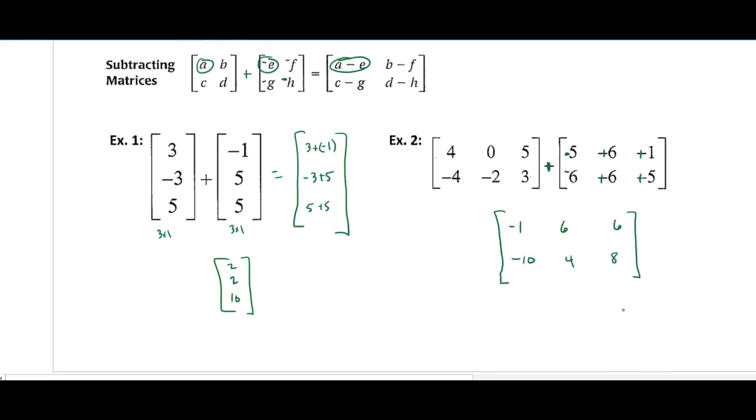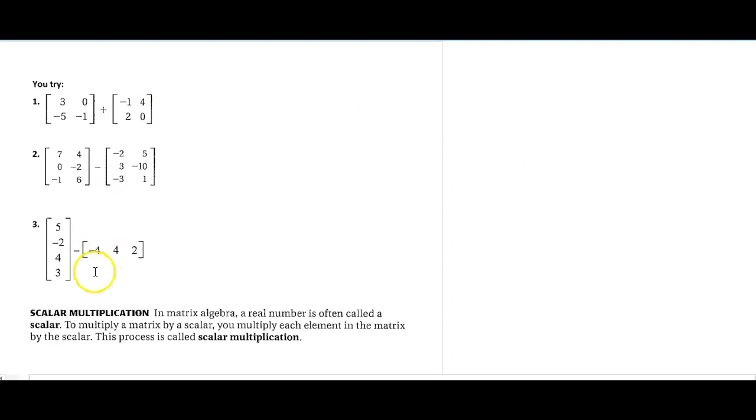All right. So do me a favor, pause the video and do the 3 you try problems on your own, and then come back and check your answers. All right. So if you look at the first one, I have a 2 by 2 and a 2 by 2. If I add the corresponding elements, 3 plus negative 1 is 2. 0 plus 4 is 4. Negative 5 plus 2 is negative 3. Negative 1 plus 0 is negative 1.